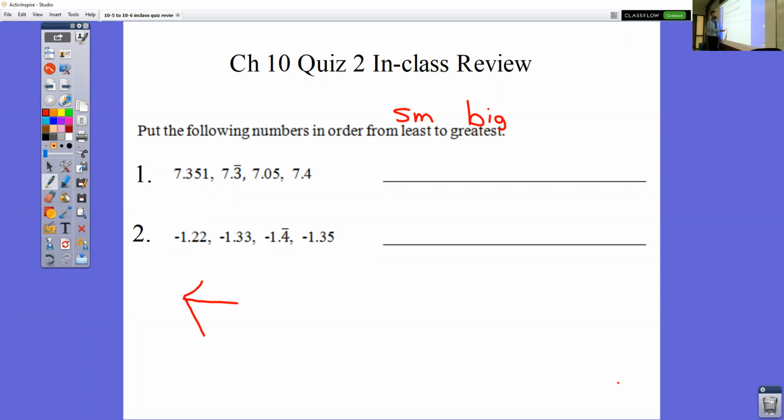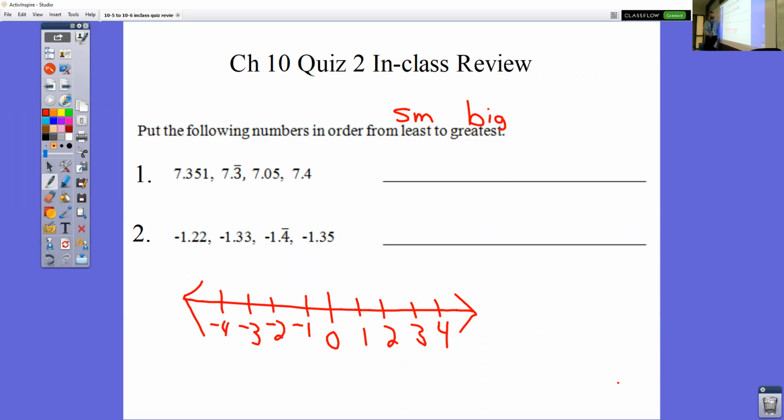Positive numbers are very easy to tell in order from least to greatest. If you think about a number line, positive numbers go in order from left to right, smallest to biggest. You have to remember that negative numbers go backwards when you're talking about smallest to biggest. The more negative a number is, the smaller it actually is. The farther away it is from zero on the number line, the smaller it is.